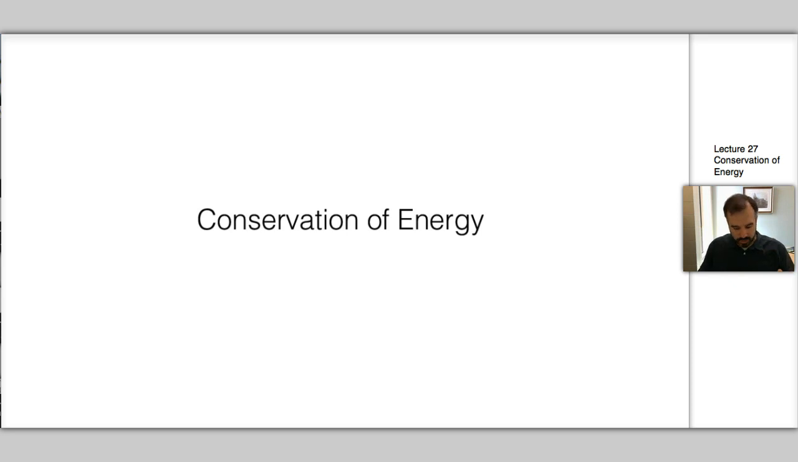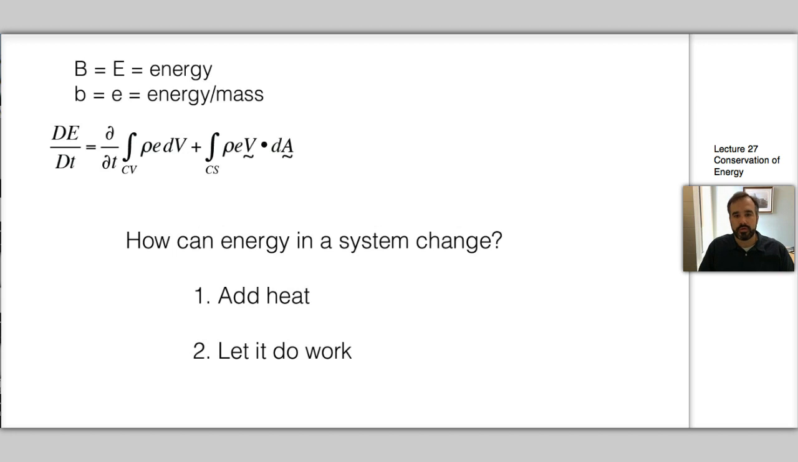And to do this, we're going to do the same thing we did for conservation of mass and conservation of momentum and look at the Reynolds transport theorem. So if we take that generalized form where we had capital B as stuff, we're going to replace that stuff with capital E for energy. And that means that lowercase b, or stuff per unit mass, is going to be lowercase e, or energy per mass.